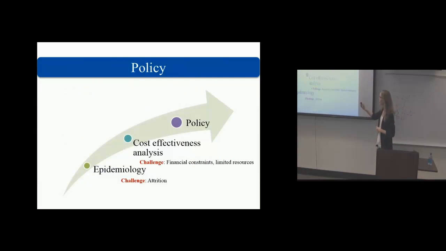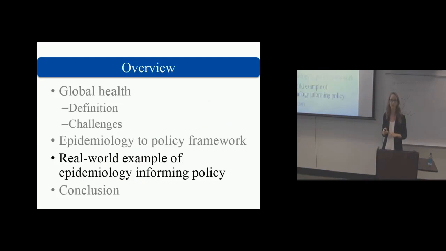So we've done a really good epidemiological study. We've overcome the problem of attrition. That's informed cost effectiveness, which has informed countries that are limited. And then it can inform policy. So I think a better way to talk about the policy issue is just to show you an example of my own work.